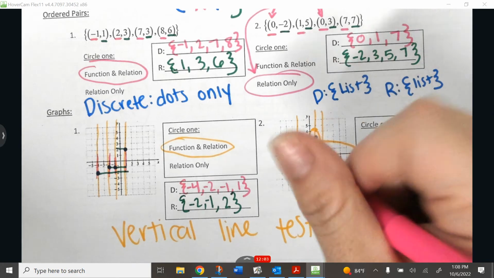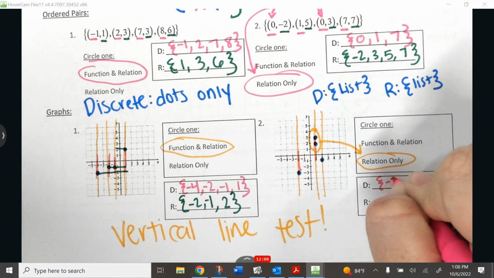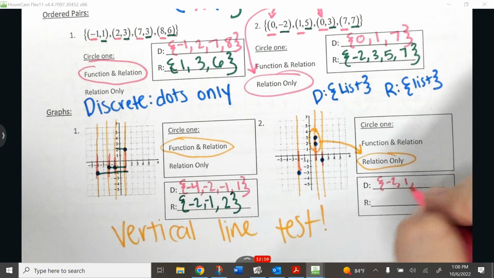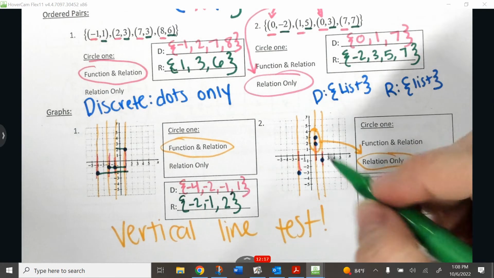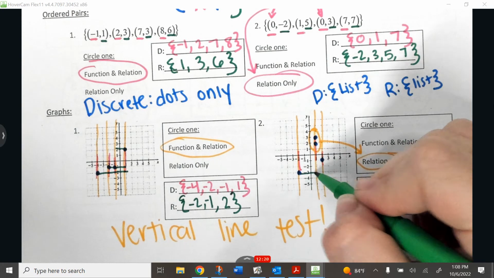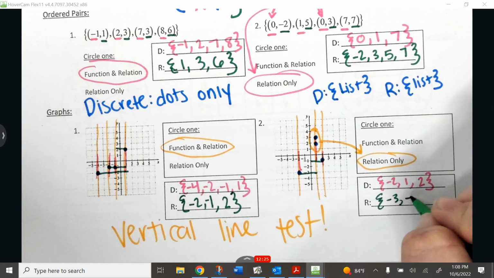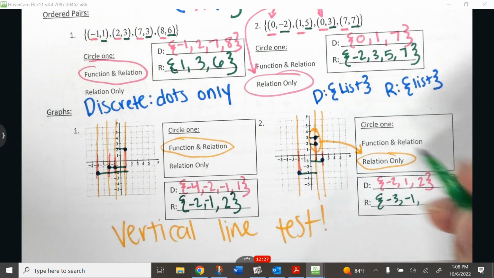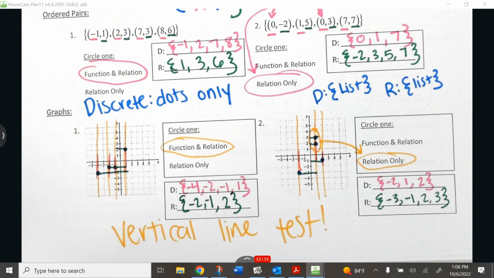So again, we have -2, 2 at 1, and then 1 at 2. And I go lowest to highest, so -3, -1, 2, 3. Any questions with those? Okay, when you're done writing that down, flip to the back.